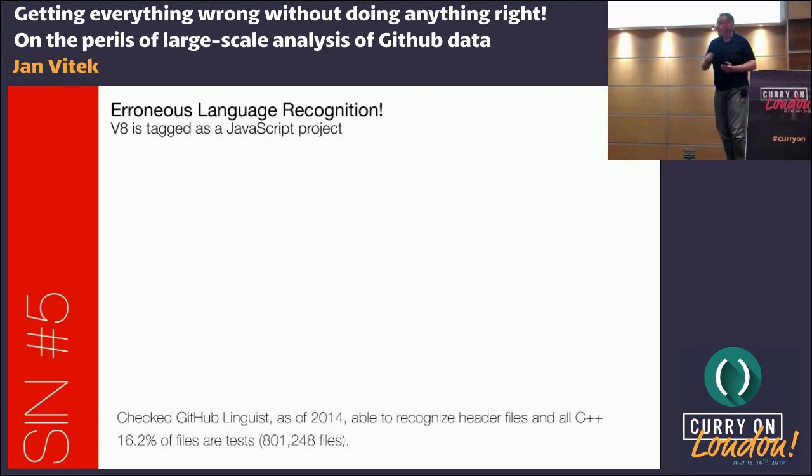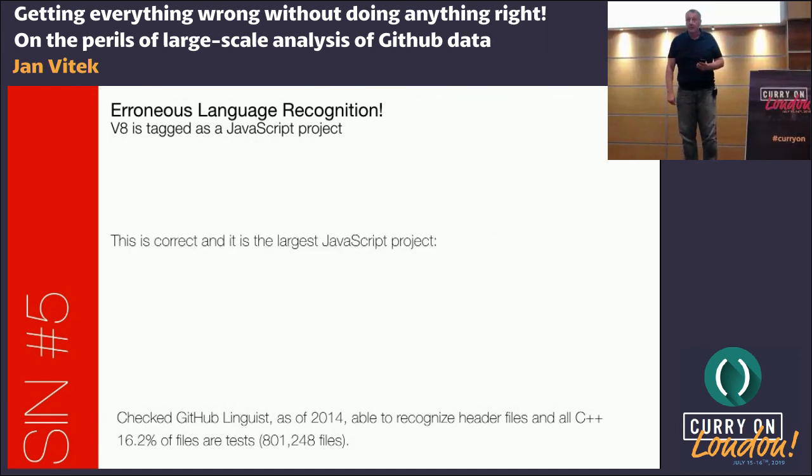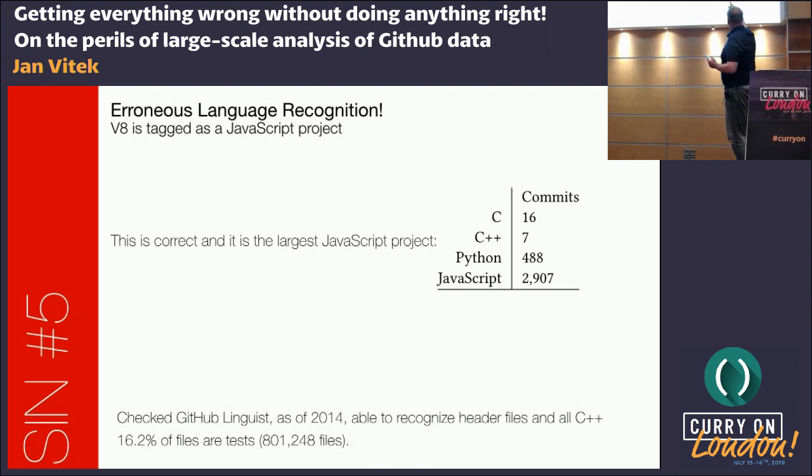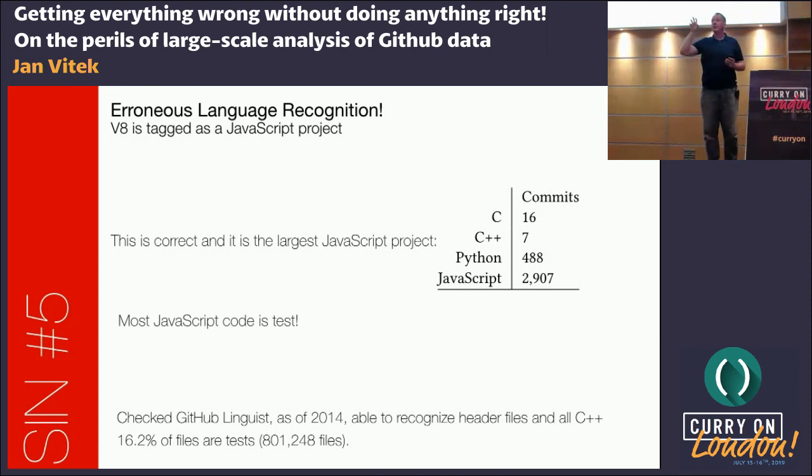So I told you that what got me started was this comment about V8 being tagged as the largest JavaScript project. Indeed, when we looked at their data, V8 is the largest JavaScript project. It has 3,000 commits to JavaScript files, 400 to Python, 7 to C++, and 16 to C. So you say, this is weird. So we go and try to understand what these are. It turns out the JavaScript commits are almost all tests.